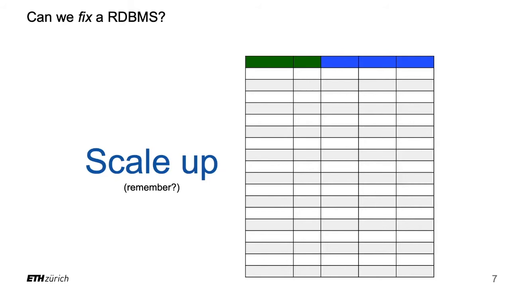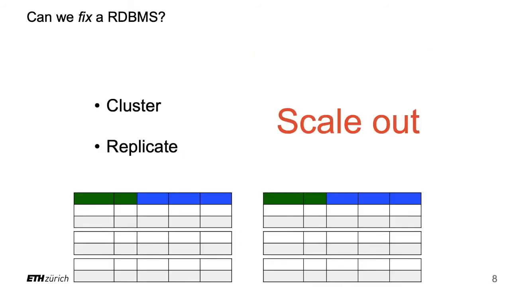So you could scale up, right? By adding more CPUs, by buying more RAM, by buying a larger disk. But the most you can do today is 26 terabytes, right? With a single drive, right? So it doesn't bring you very far. Okay, so you could scale out.